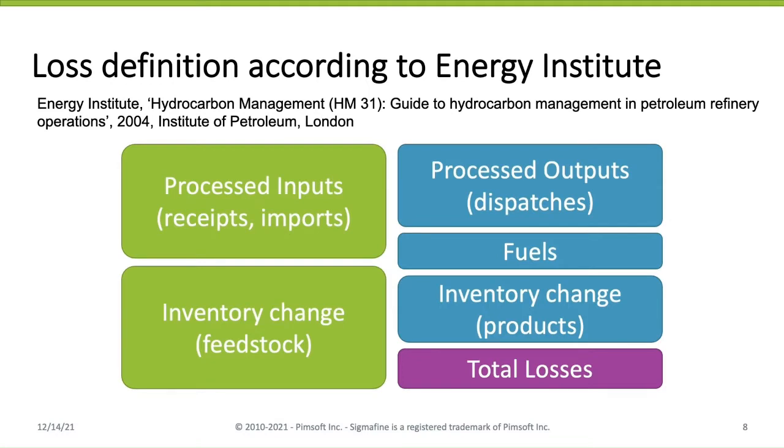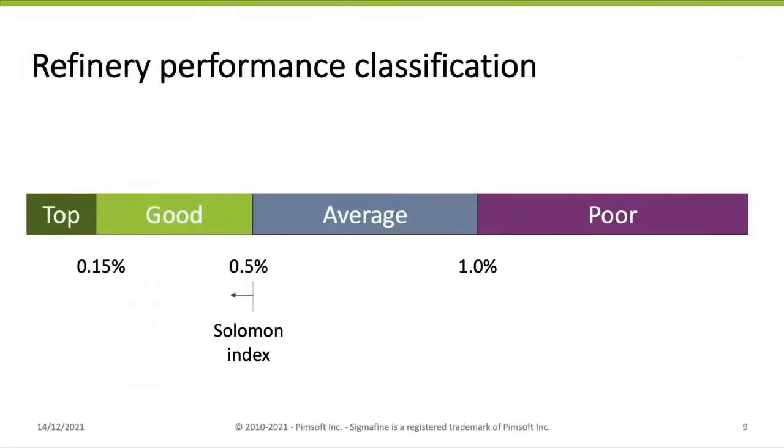In this bar, there is a qualitative representation of the performance of the refinery, evaluated based on the level of total losses. Don't take this figure as written in stone, it's just for indication purposes. However, the Solomon Index suggests 0.5% is the threshold to define which are the better performing refineries.